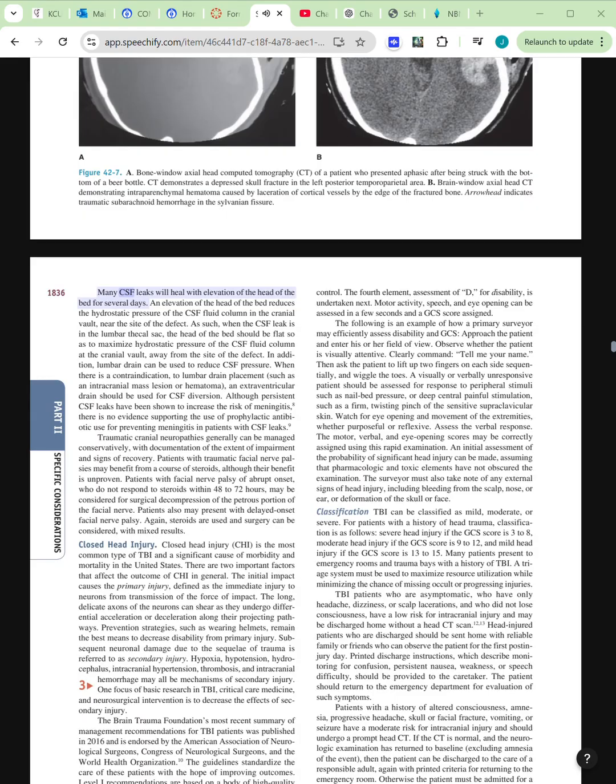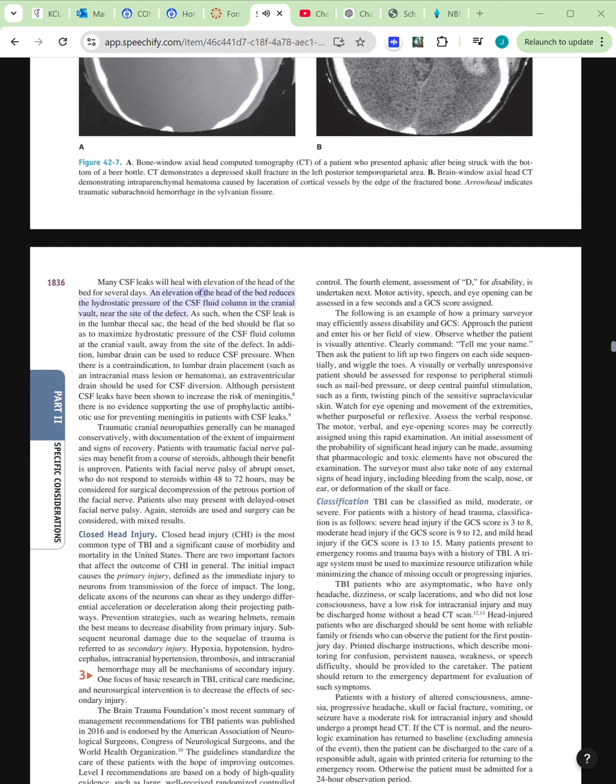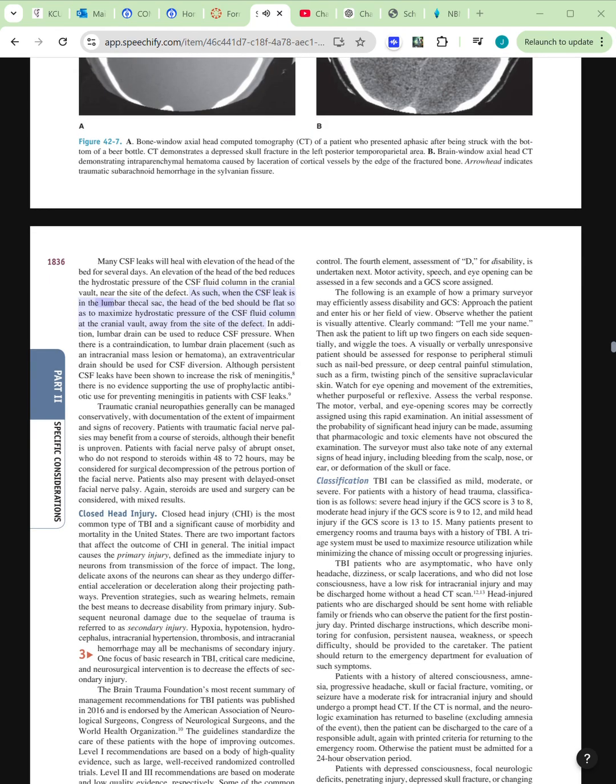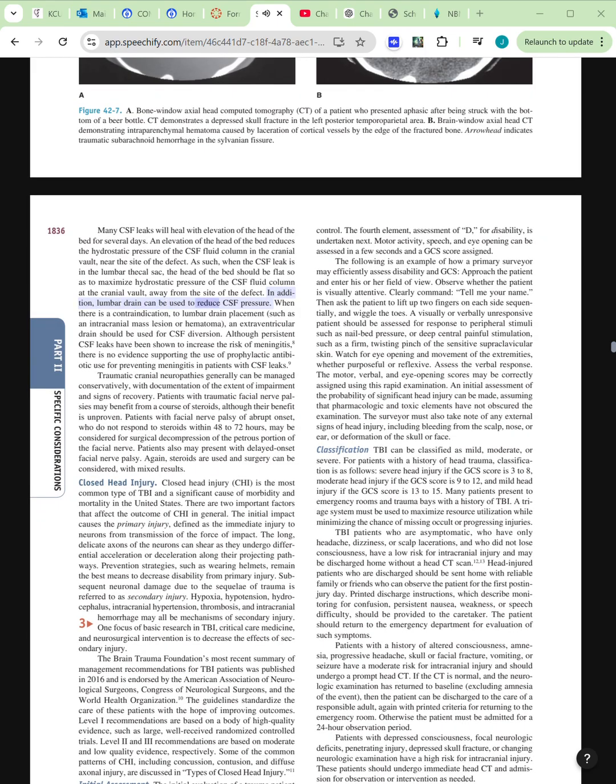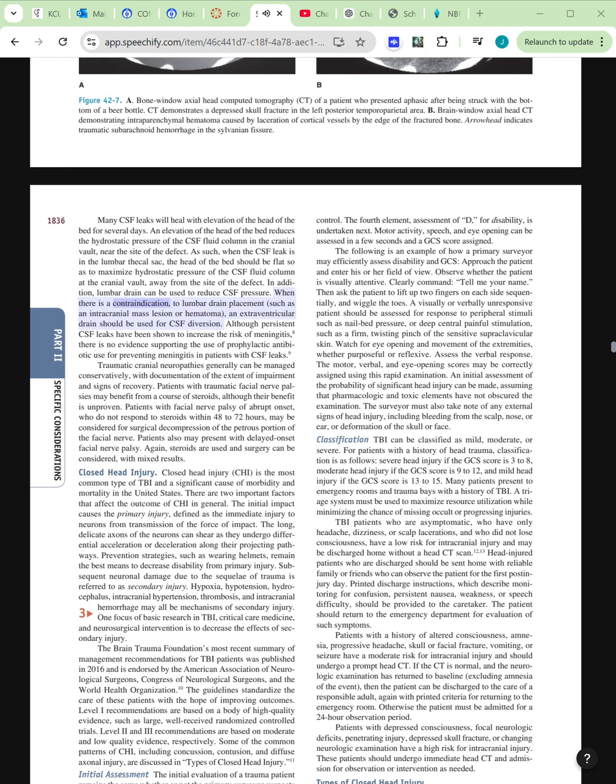Many CSF leaks will heal with elevation of the head of the bed for several days. An elevation of the head of the bed reduces the hydrostatic pressure of the CSF fluid column in the cranial vault, near the site of the defect. As such, when the CSF leak is in the lumbar thecal sac, the head of the bed should be flat, so as to maximize hydrostatic pressure of the CSF fluid column at the cranial vault, away from the site of the defect. In addition, lumbar drain can be used to reduce CSF pressure. When there is a contraindication to lumbar drain placement, an extraventricular drain should be used for CSF diversion.